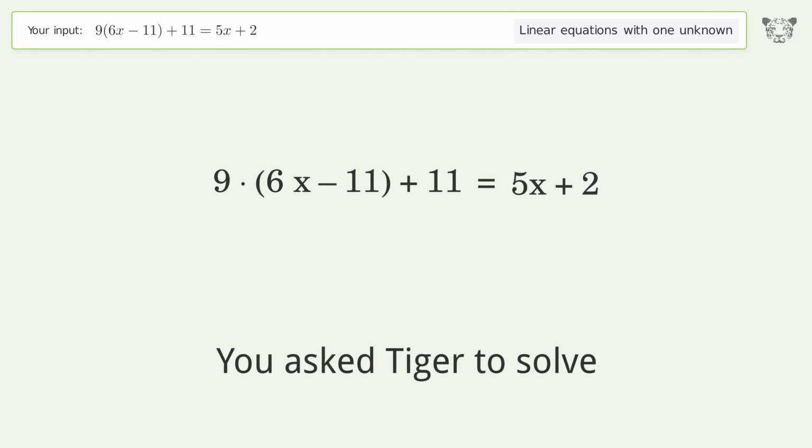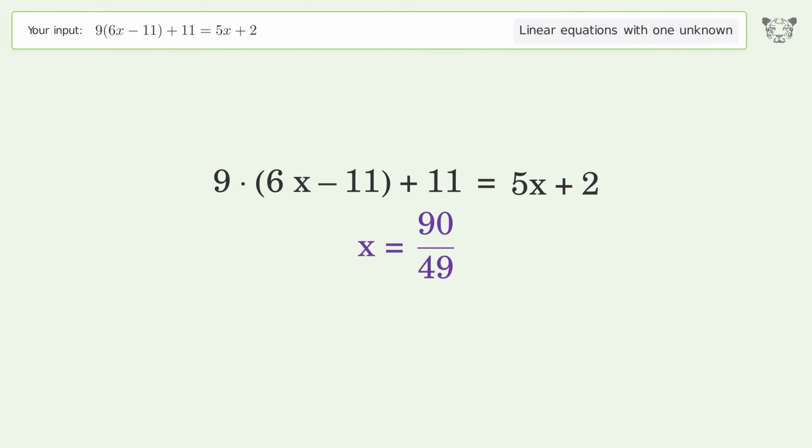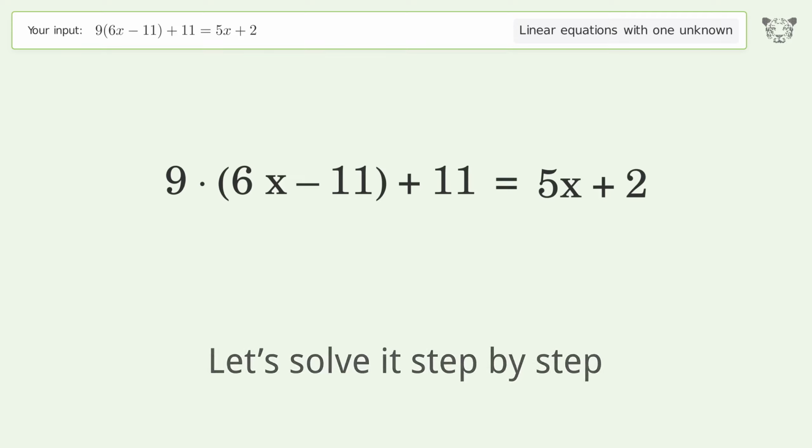You ask Tiger to solve this. This deals with linear equations with one unknown. The final result is x equals 90/49. Let's solve it step by step.